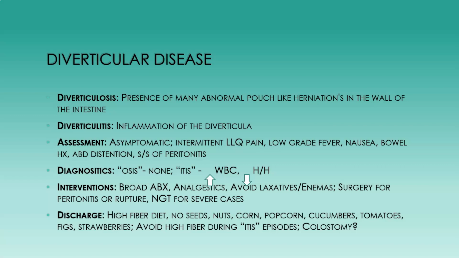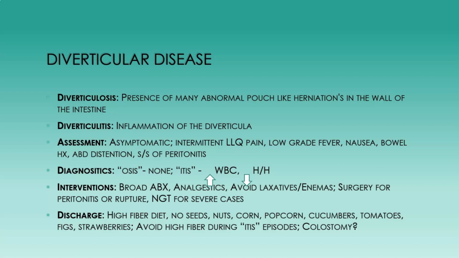They will have surgery for peritonitis if ruptured. Sometimes they'll have an NG tube, but quite frankly, I don't think I've ever really seen one. So that would have to be a pretty severe case. I would think if they had peritonitis, they're going to end up with an NG tube, but not just for diverticulitis. You also want to make sure that you're assessing for fluid and electrolyte imbalances as well.